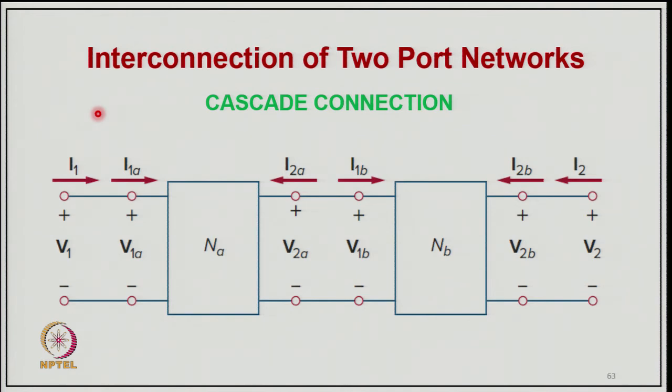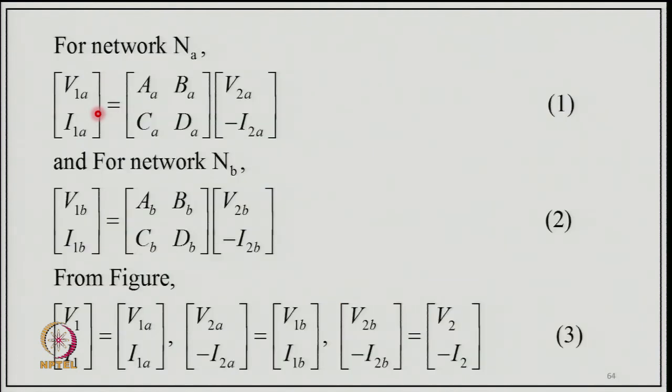So we can say the input current I1 = I1A and V1 = V1A, and in between I2A = -I1B and V2A = V1B of the second port network, and I2 = I2B and V2 = V2B. For cascading, this becomes simpler in transmission parameters.